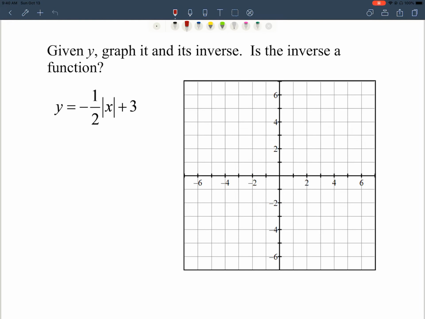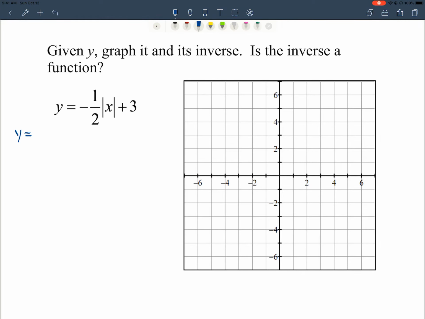Now we're going to try to graph one here. We're going to have to graph the original and then the inverse. So given y, graph it and its inverse. Is the inverse a function? Okay, so the first thing here, we've got a graph. We've got y is equal to -1/2 times the absolute value of x plus 3.